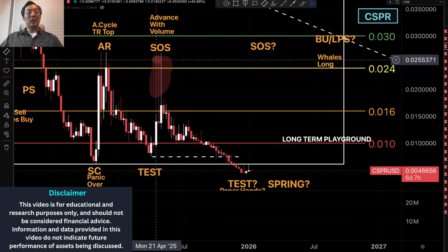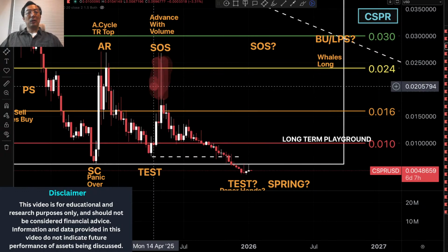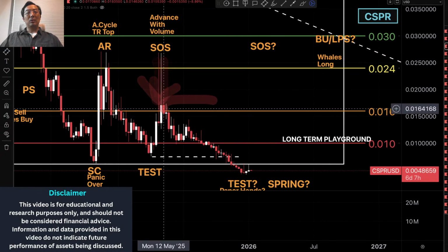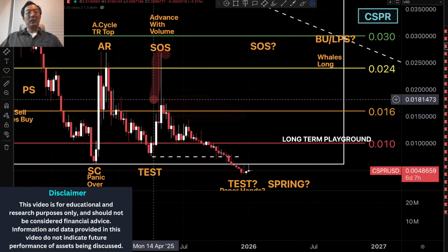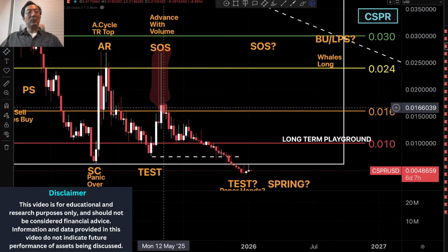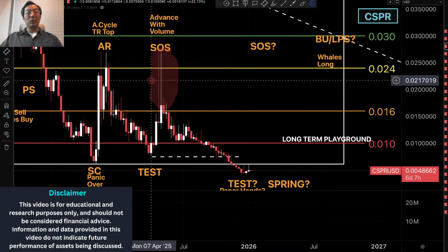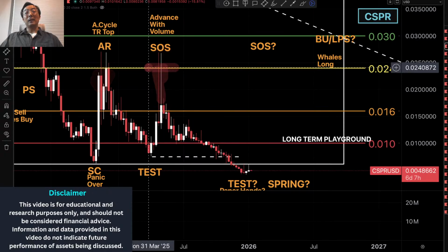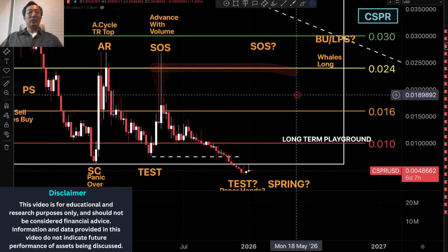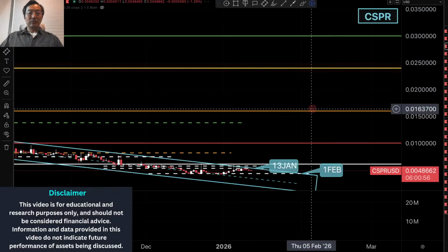However, the subsequent stage both got shot down by the bears to close at the orange key level of 0.016. So that's not something we want to see. We want to see something more solid like these ones, with the candlestick body at least touching the yellow line. Okay, so that's the big picture.